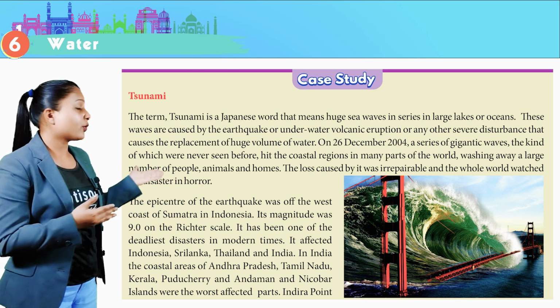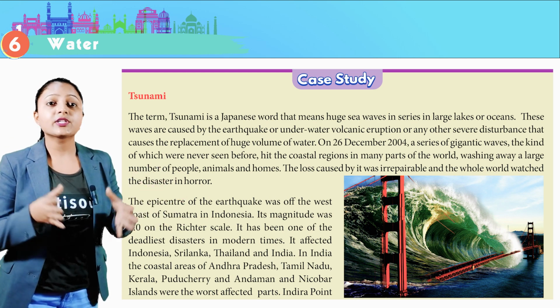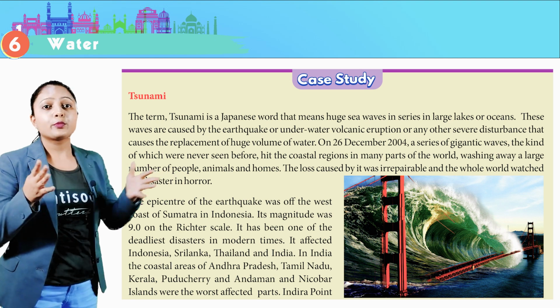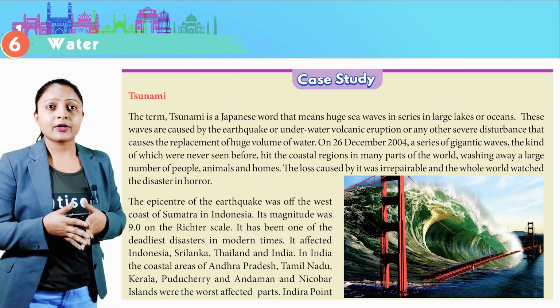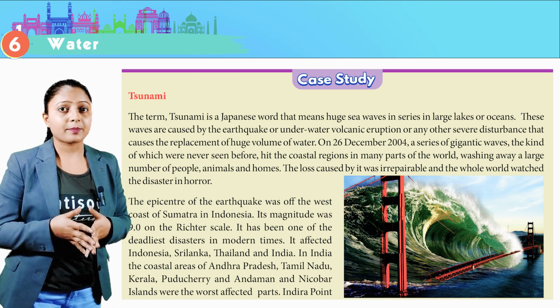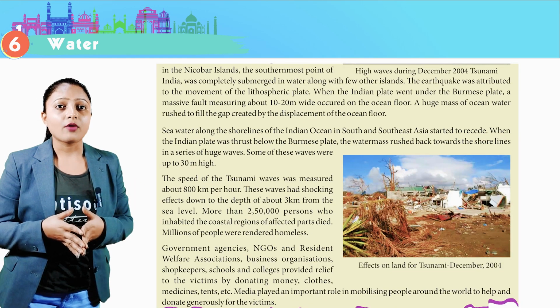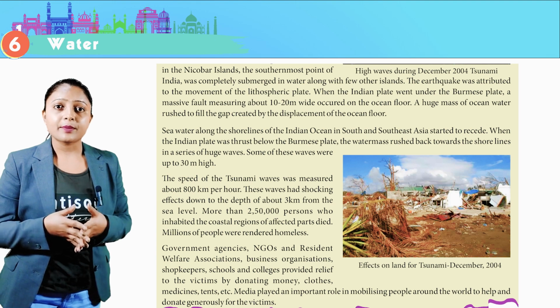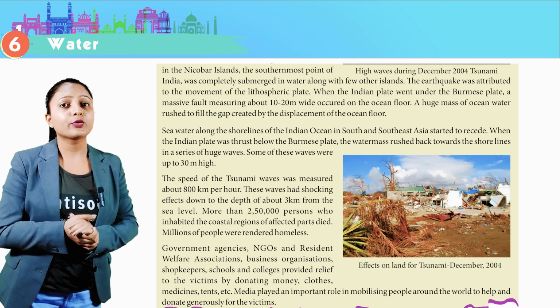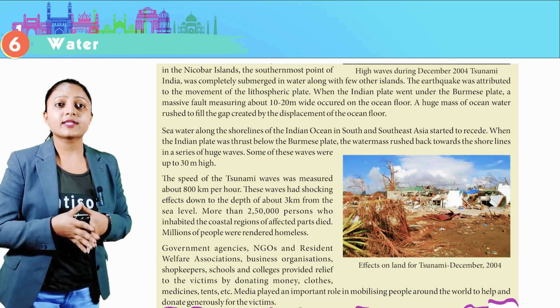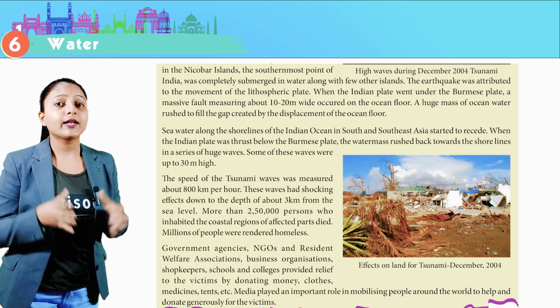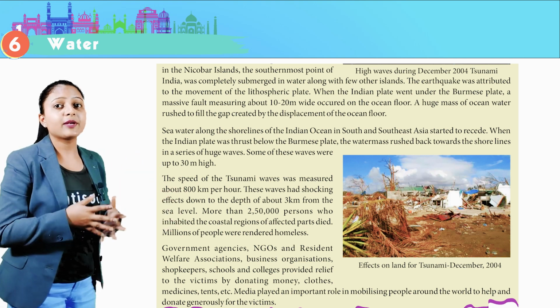In India, the coastal areas of Andhra Pradesh, Tamil Nadu, Kerala, Puducherry, and Andaman and Nicobar Islands were the worst affected parts. Indira Point in the Nicobar Island, the southernmost part of India, was completely submerged in water along with a few other islands.